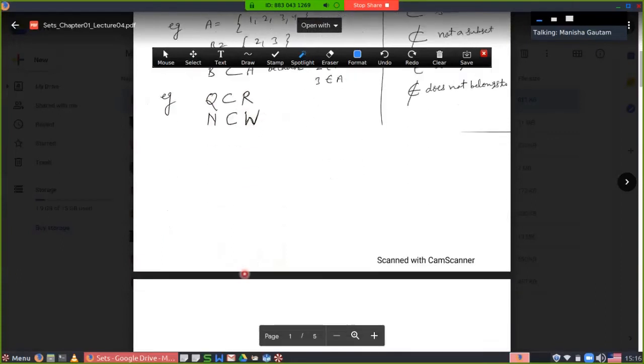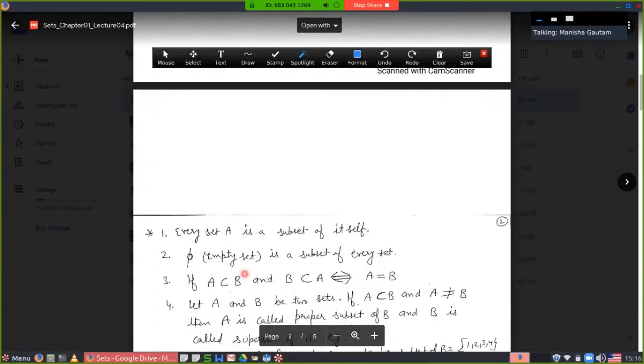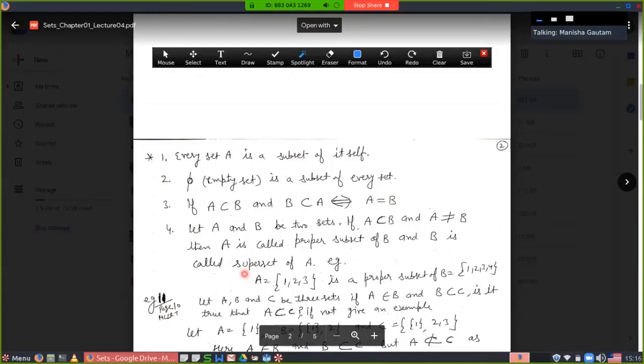Now come to the next one. Here are a few important points regarding subsets. The first point: every set A is a subset of itself. If we count how many subsets there are of a given set, then A itself is counted as a subset of the set. The second: the empty set φ is a subset of every set. It means the set itself and the empty set are subsets of every set.